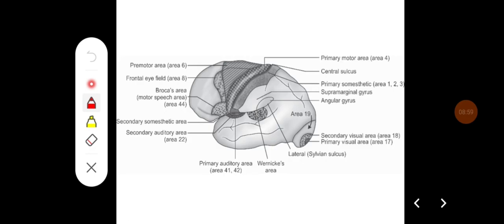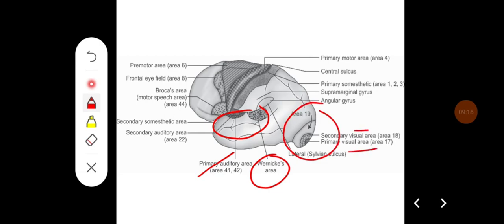So this diagram shows the temporal cortex, where it shows the primary auditory areas and secondary auditory, then Wernicke's area, where the occipital lobe shows primary and secondary visual areas.